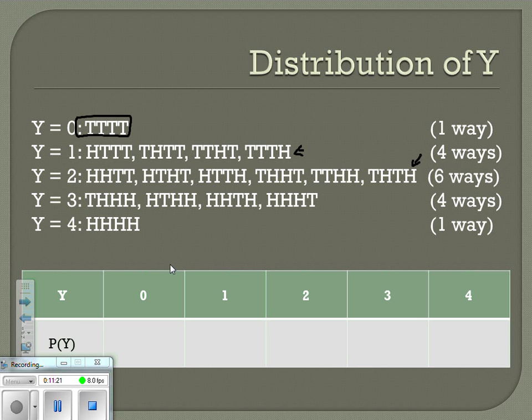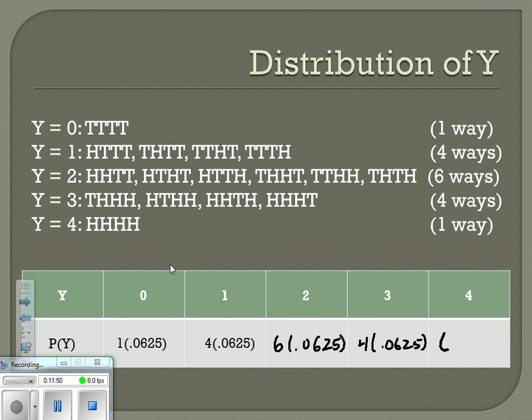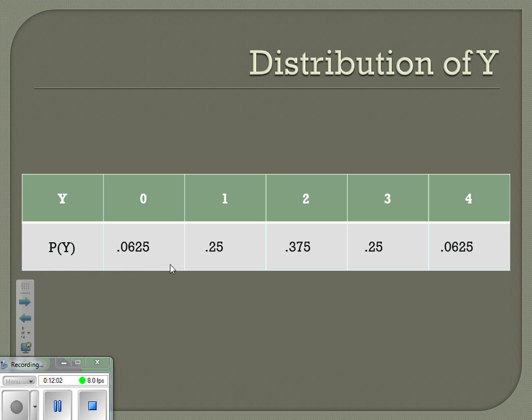So the way that we're doing that in the table, there's only one way to get zero heads, so it's one of those 0.0625s. Well, there are four ways to get the one heads, so we do 4 times 0.0625. And the same way here, there are 6 ways to get two heads, so we're going to multiply 6 times 0.0625. There are 4 ways to get 3 heads. And then finally, there is only one way to get 4 heads. And so what we can do with that then, go ahead and drop all those values in here.